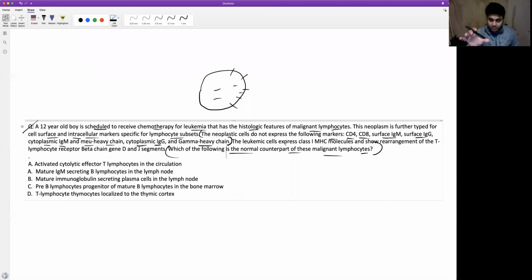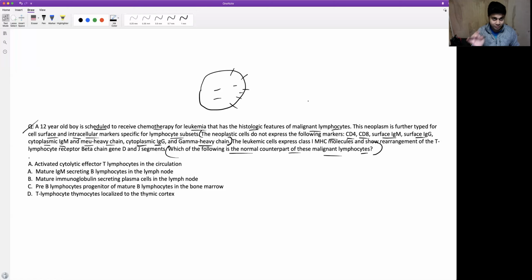So basically, from this line, you will understand that this cell doesn't have CD4 marker, CD8 marker on the surface. They don't have surface immunoglobulin M, don't have surface immunoglobulin G, don't have inside the cell any cytoplasmic immunoglobulin M, nothing, no genes that could code for these heavy chains of the antibodies, no cytoplasmic immunoglobulin G. So what do you think now? You think that this cell, most clearly, is not a B lymphocyte, right?